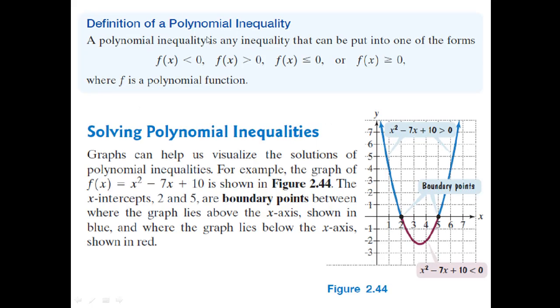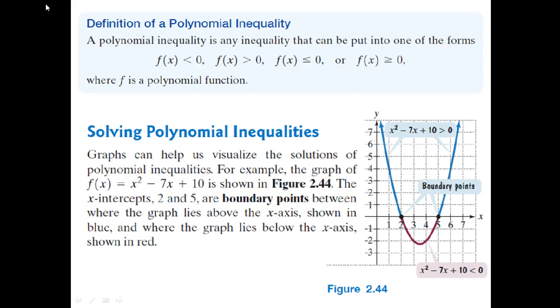The definition of a polynomial inequality is that it's any inequality that can be put into one of the forms f of x is less than 0, f of x is greater than 0, f of x is less than or equal to 0, or f of x is greater than or equal to 0, where f is a polynomial function. Right, so for instance, here we have a polynomial function, x squared minus 7x plus 10.